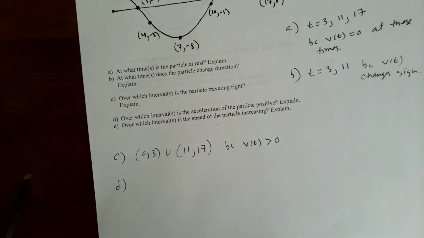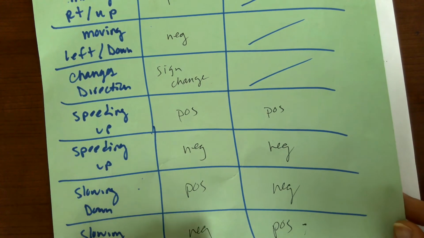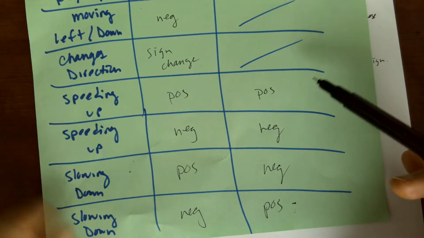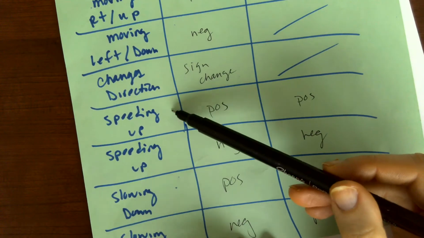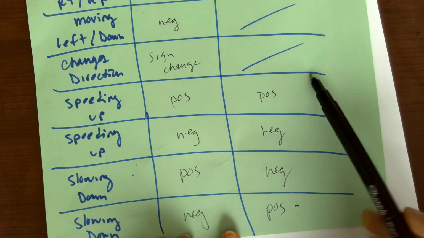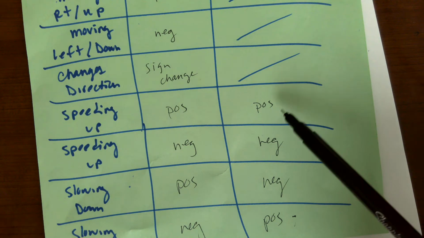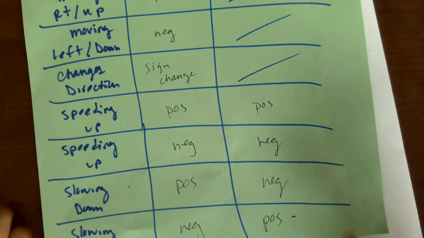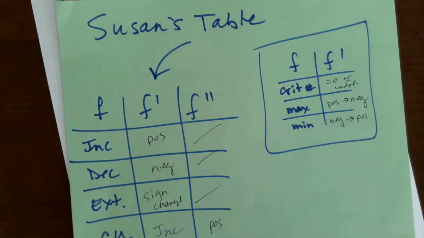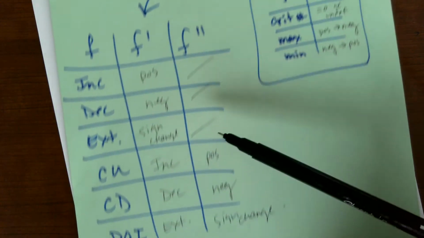When is the acceleration of the particle positive? Guys, the only thing that this chart has to do with acceleration is whether the particle is speeding up or slowing down. There's really no criteria here that's going to tell you the acceleration will be positive if something else happens. So this is where we need Susan's table, and we need to recognize that acceleration is the second derivative. So you're looking for where the second derivative is positive.